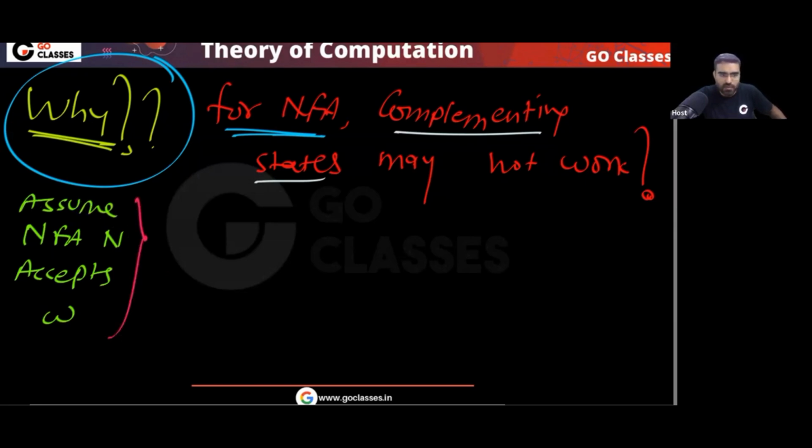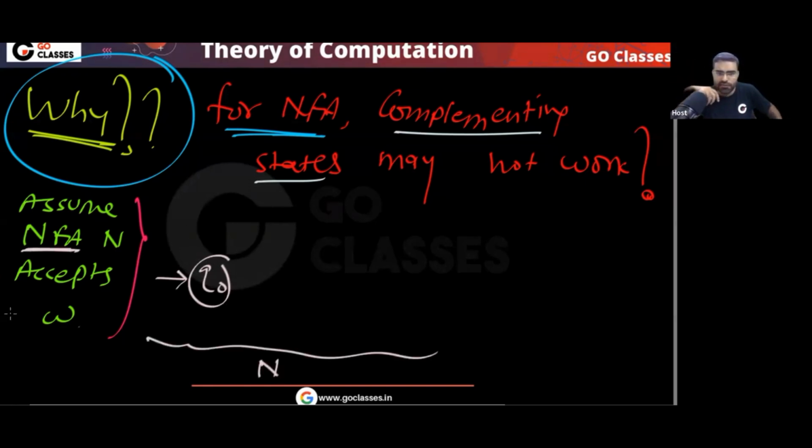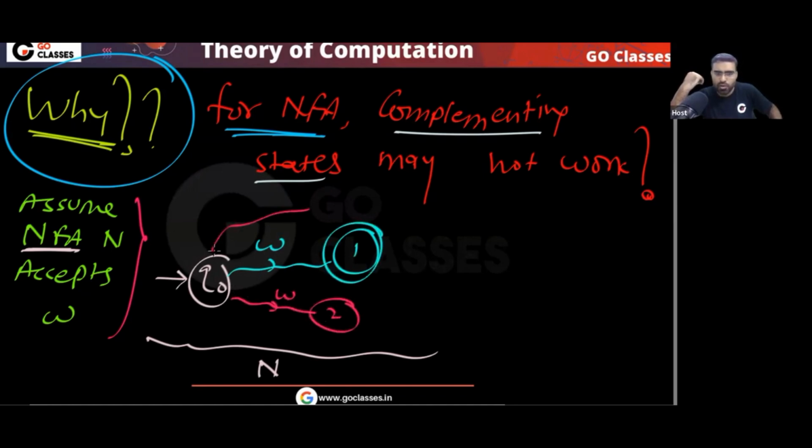Okay. Then what it means from the initial state on W, where you will go? You have NFA N which accepts W. So what it means? In this NFA N, from initial state, where will you go on W? See, you can go to multiple states, very good. You can go to state 1, which is final. You can also go on W to state 2, which is non-final. You can also go to state 3, which is non-final.